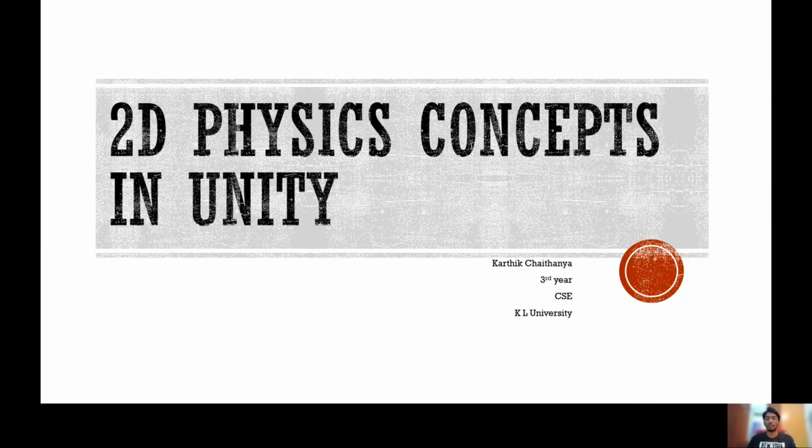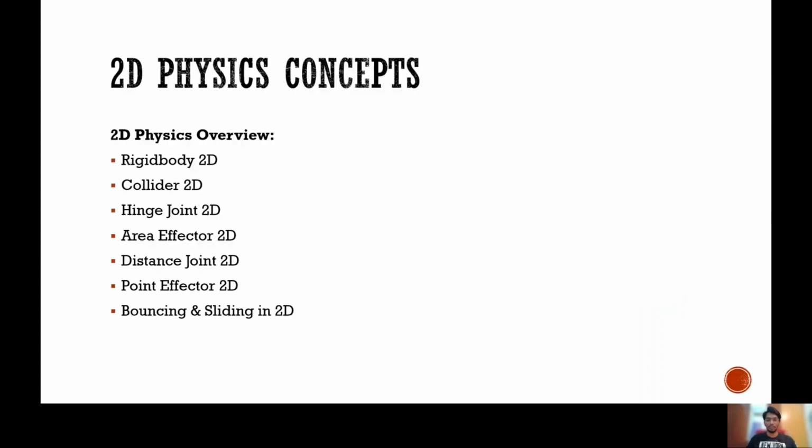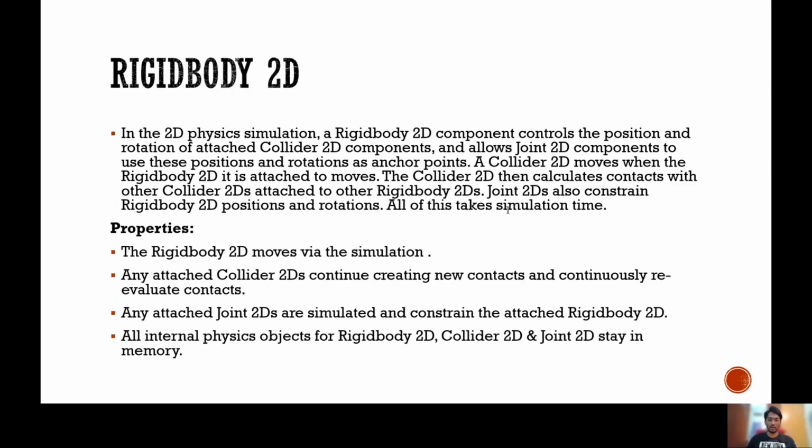Today, I'm gonna give a brief on 2D physics concepts in Unity. We know that objects in the real world get affected by collisions, gravity, friction, and other forces. Similarly, in a game, an object also must be affected by collisions, gravity, friction, joints, etc. So, these are the main physics components in Unity: rigid body, collider, hinge joint, area effector, distance joint, point effector, bouncing and sliding.